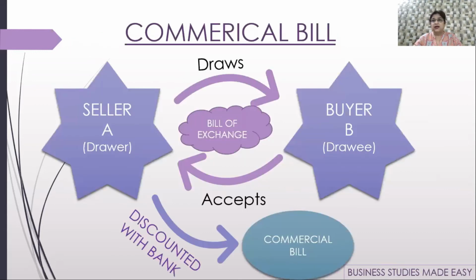Then comes commercial bill. Commercial bill is nothing but bills of exchange. When the seller, that is the drawer, sells goods to the buyer, who is the drawee, he draws the bill and the drawee accepts it. After the drawee accepts the bill, it becomes a bill of exchange. Now this bill of exchange is with the seller. If the seller needs money, he needs short-term finance, then he can get this bill discounted with his own bank. When he discounts the bill with the bank, it becomes a commercial bill. Commercial bill is nothing but bills of exchange.